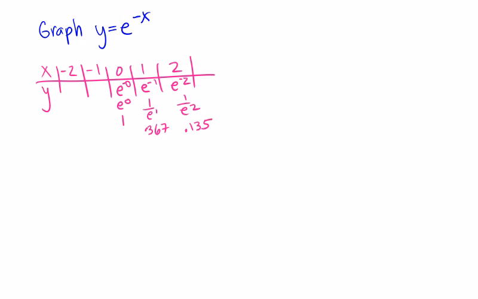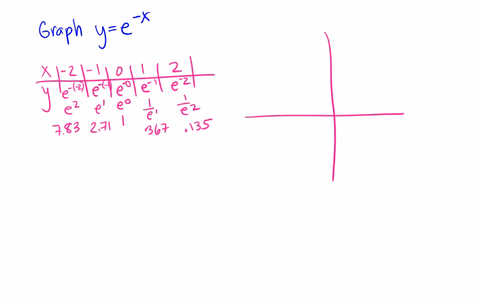Then we're going to have, on the other side, e to the negative of negative 1. Well, when we have the two negatives, that makes this e to the positive 1, which is 2.71. And then e to the negative of negative 2 gets us e to the positive second, which is 7.83. So now we're going to graph this.